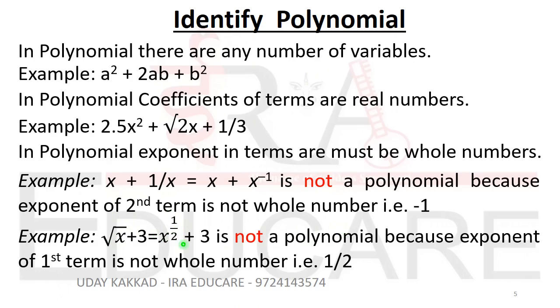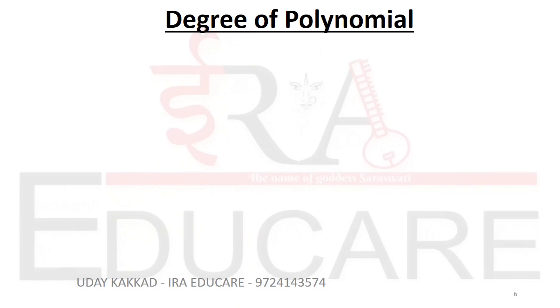So that's why this is not a polynomial, because the exponent of the first term is not a whole number, that is 1 by 2. So this is the simple formula by which you can identify polynomials. They have no condition on variables, no condition on coefficients, but the exponent must be a whole number, okay? This is only a.